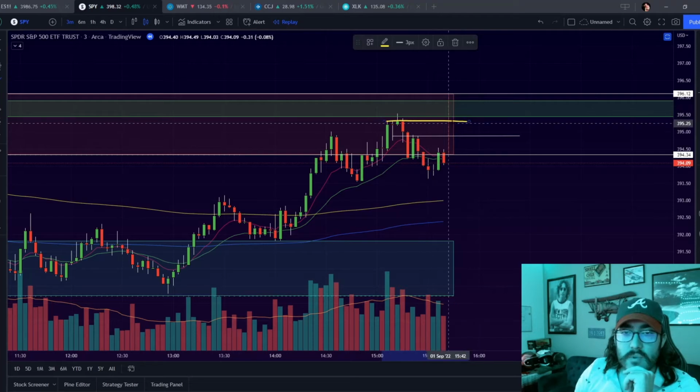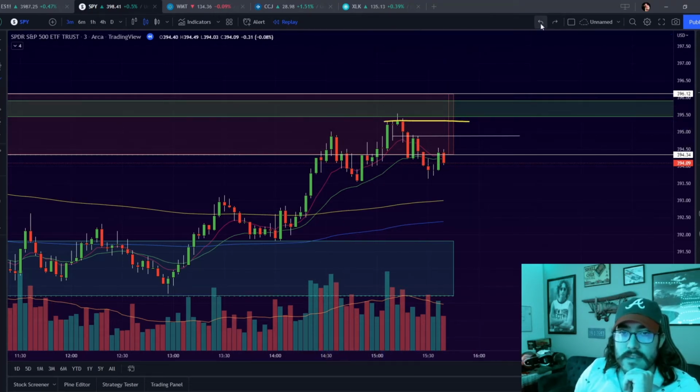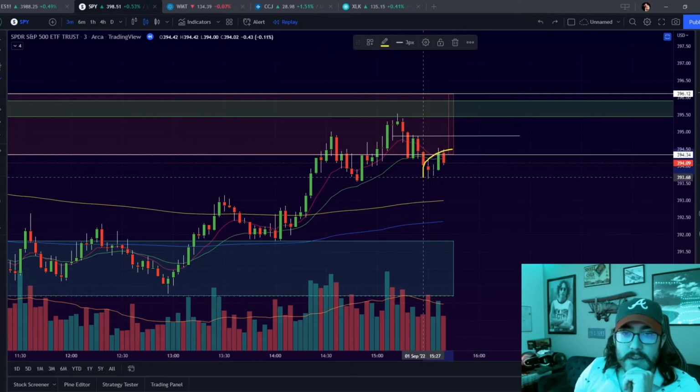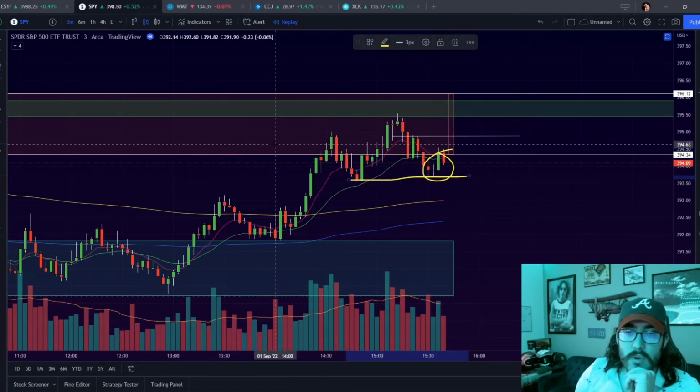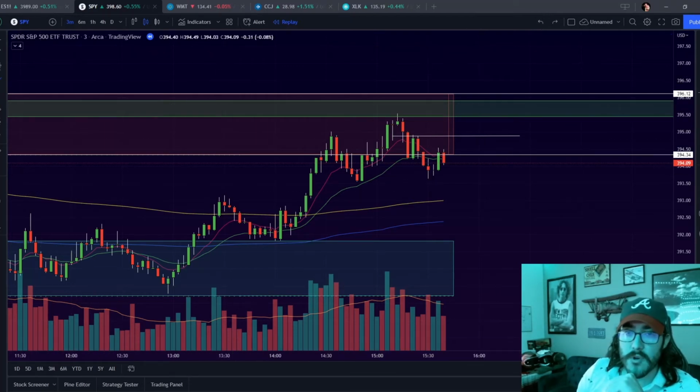Well, looking to see a break over this, or really what we're looking for is to see a break over this. So you could argue that you'd want to buy down here at support, right? But I'm seeing a possible head and shoulders, so I'm going to be a little more cautious there.